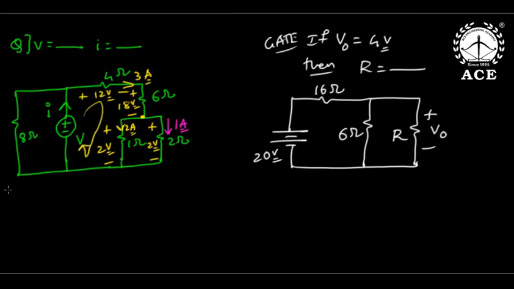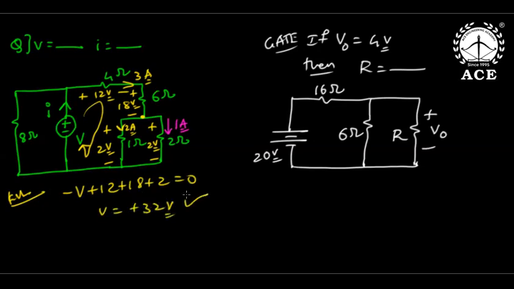Now happily I can write a KVL. Minus V plus 12 plus 18 plus 2 equals 0. So V is plus 32 volts. Once we have V is 32, 32 by 8 is 4 amperes. Now if you apply KCL, this is 3, this is 4, so I is 7 amperes. So V is 32 volts and I is 7 amperes.